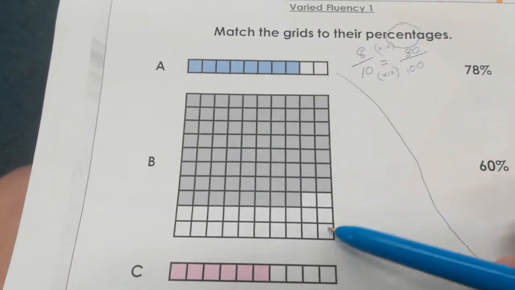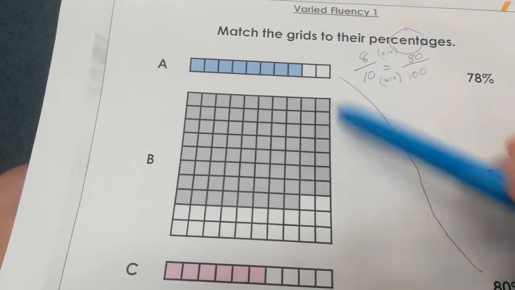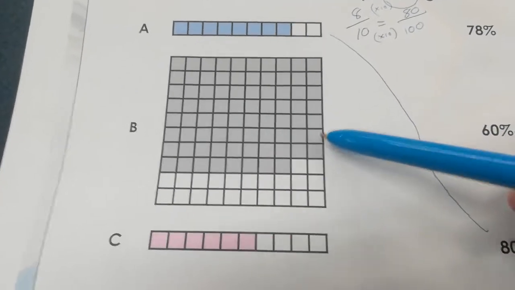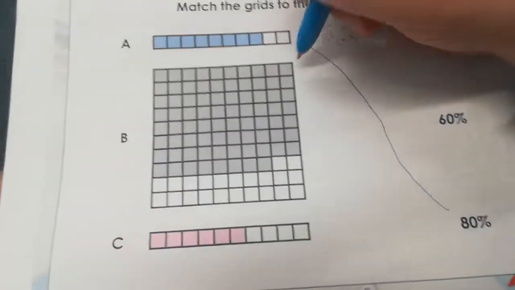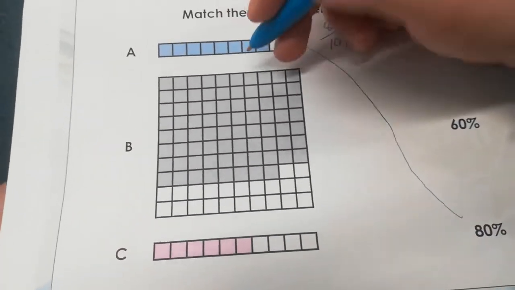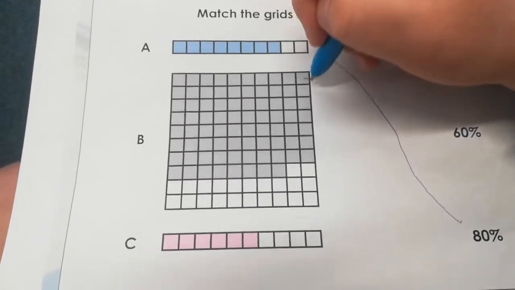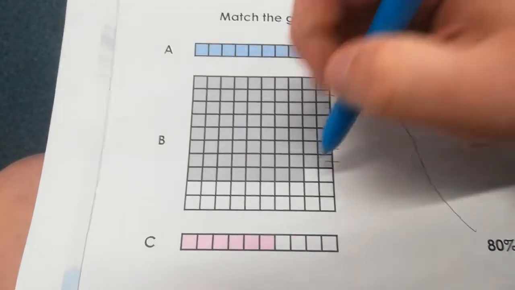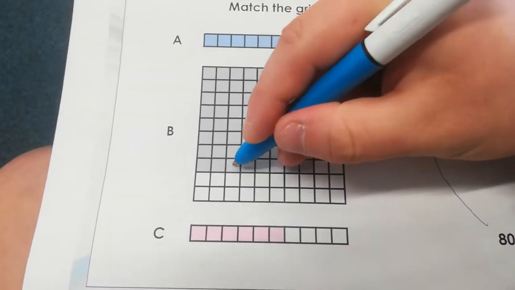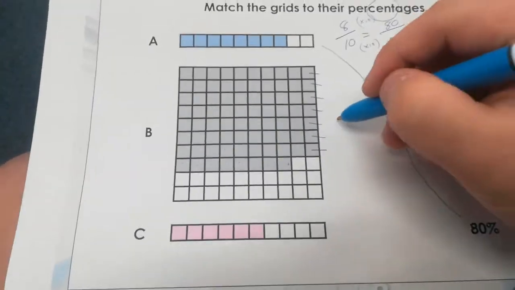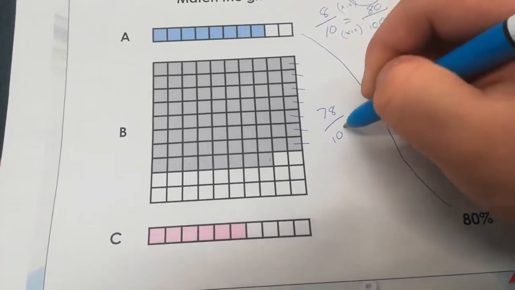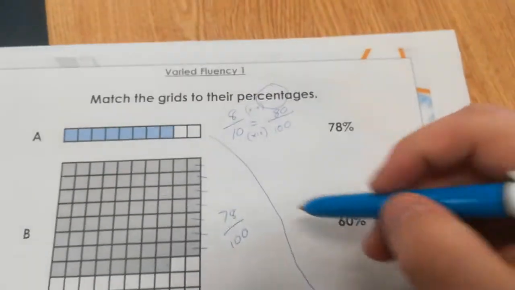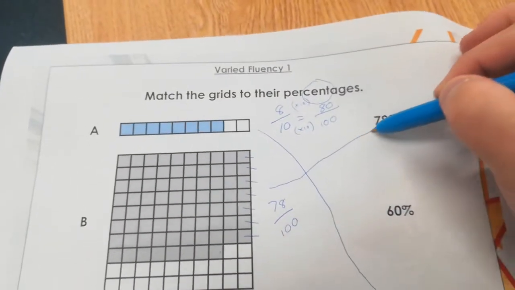Second one, just count up 1, 2, 3, 4, 5, 6, 7, 8, 9, 10. Again, it's 100 square. So we can just count how many we've got. Now I'm going to mark the notches again, showing that it's 1 complete row of 10. So that's 10, 20, 30, 40, 50, 60, 70, 71, 72, 73, 74, 75, 76, 77, 78. So we've got 78 out of 100. Now 78 out of 100, there it is up the top. We can link it up to 78%.